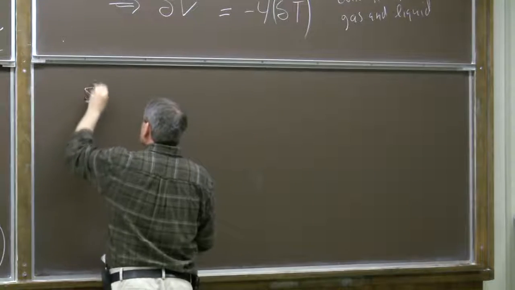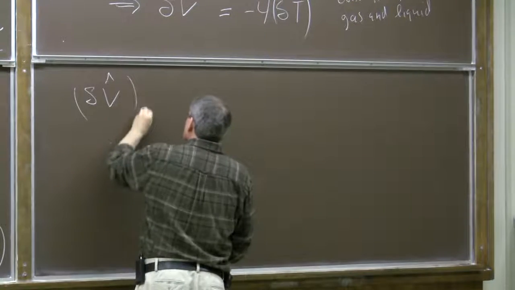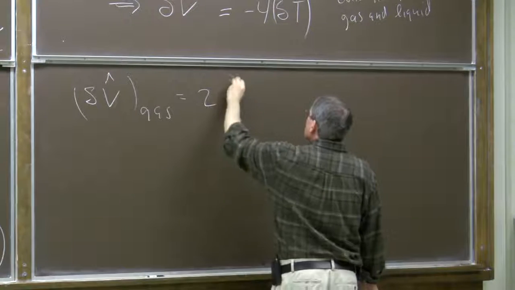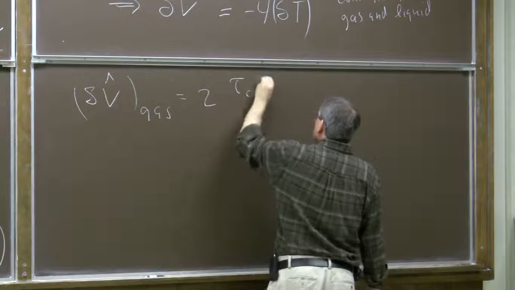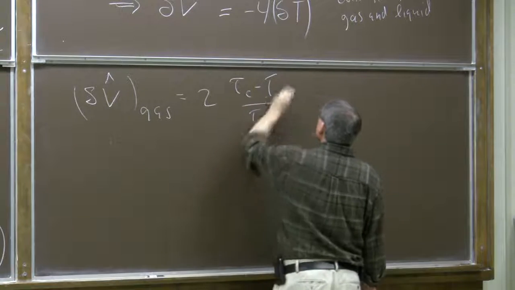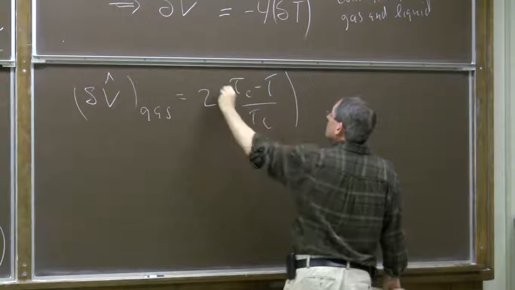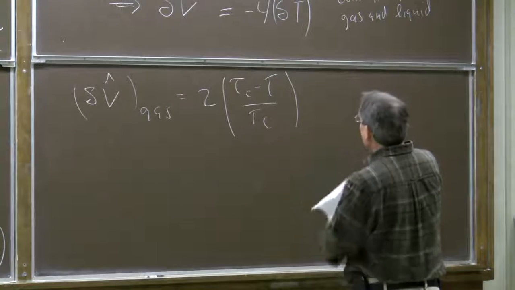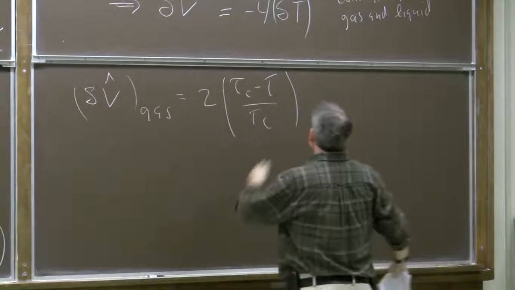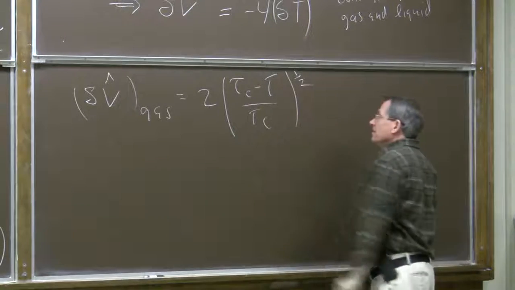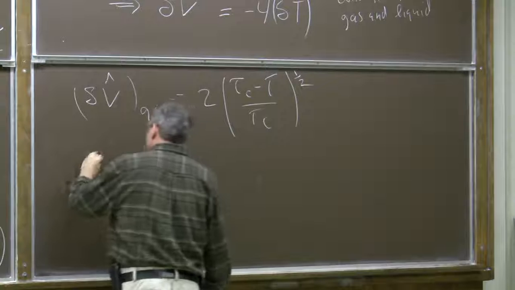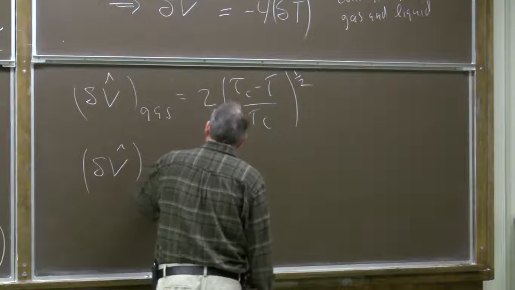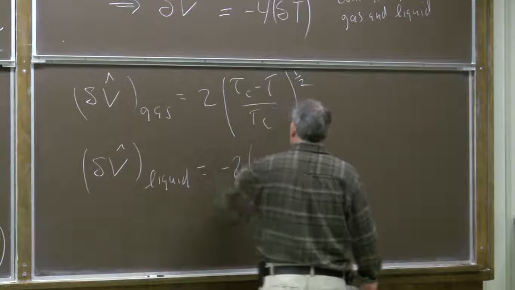So we have delta v hat gas equals 2, taking the square root of 4, times tau critical minus tau over tau critical, because that's delta tau hat. That's minus delta tau hat. That's how I got rid of the minus sign. And then we have the square root of that. And for the liquid, delta v hat for the liquid is the root with the opposite sign.